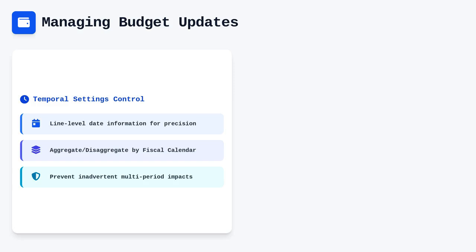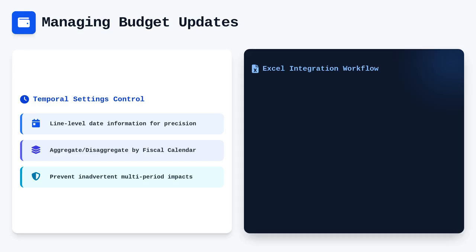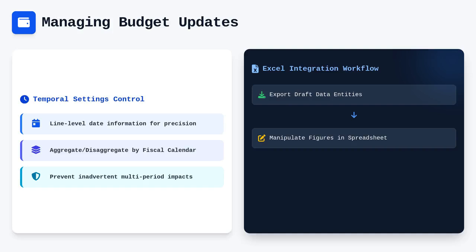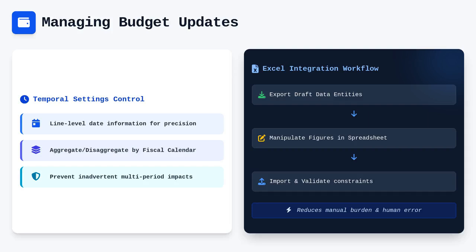quarter requires adjustment. Additionally, Dynamics 365 supports the integration of these entries through Excel data entities, which significantly reduces the manual entry burden. You can export a draft, manipulate the figures in a spreadsheet, and import them back into the finance module, where the system validates the data against existing constraints. This workflow efficiency is a standard expectation in modern finance teams and minimizes the risk of human error during large-scale updates.